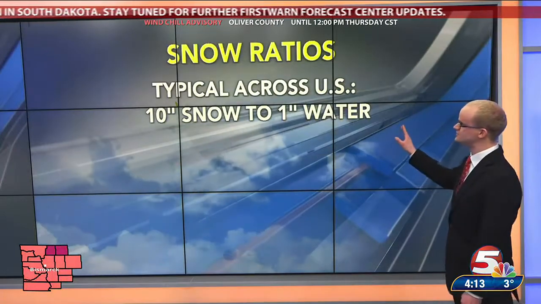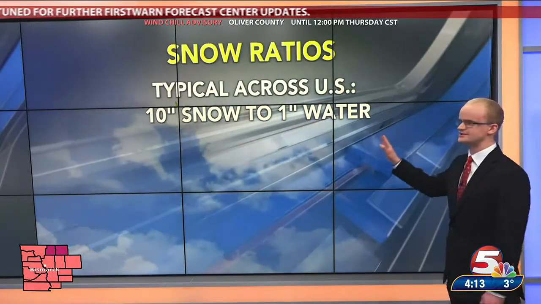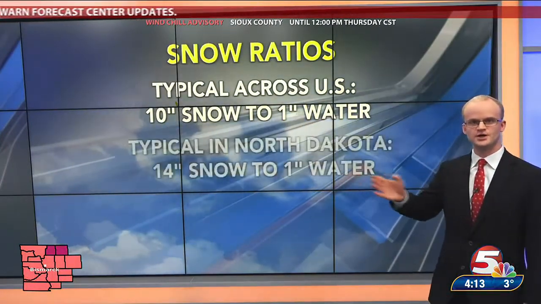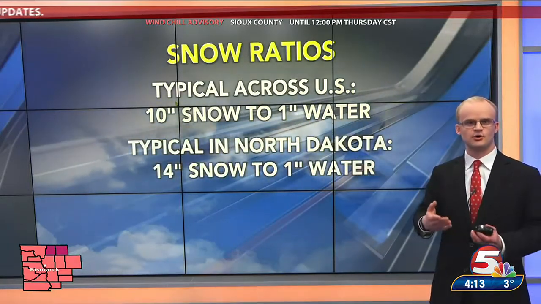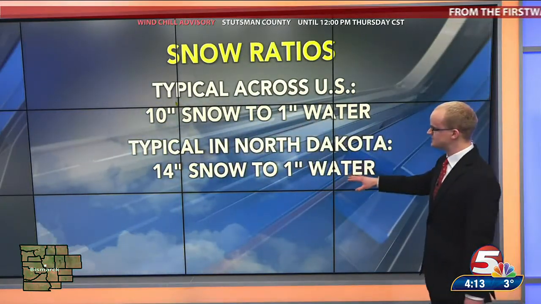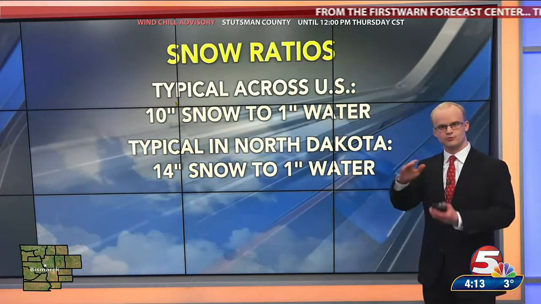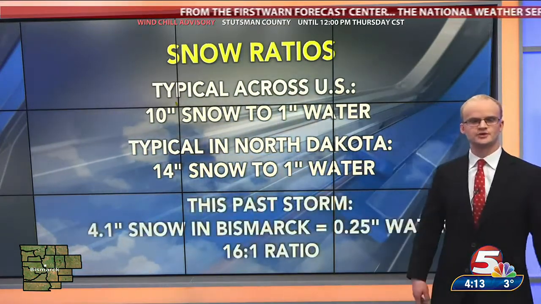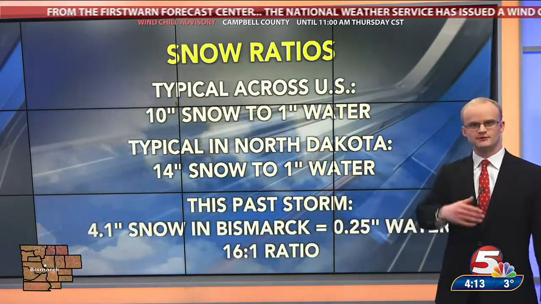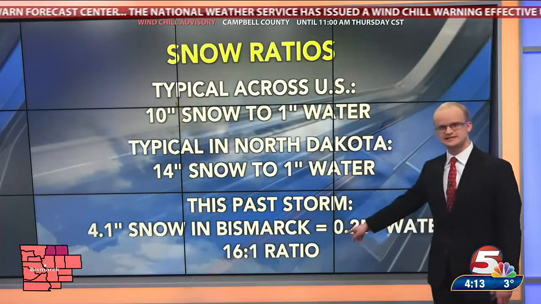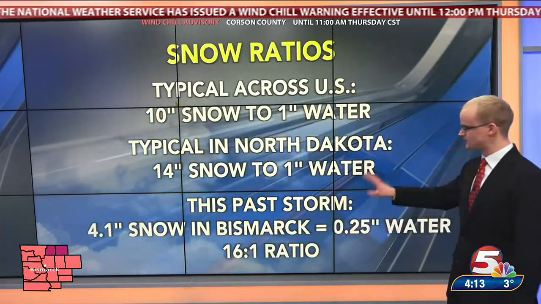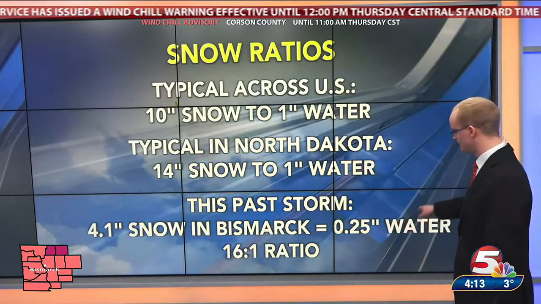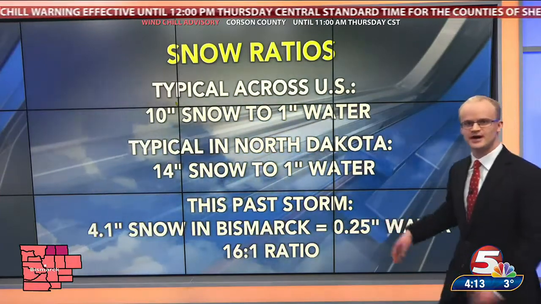So the snow ratios are typically 10 to 1 across the United States, 10 inches of snow for 1 inch of water. Here in North Dakota, where it's typically a little bit colder when it snows, we get 14 inches of snow typically for every 1 inch of water that falls, that liquid equivalent. And with this past storm that we had over the weekend, we had about a 16 to 1 snow ratio, meaning that with the 4.1 inches of snow that fell, that equated to 0.25 inches of water.